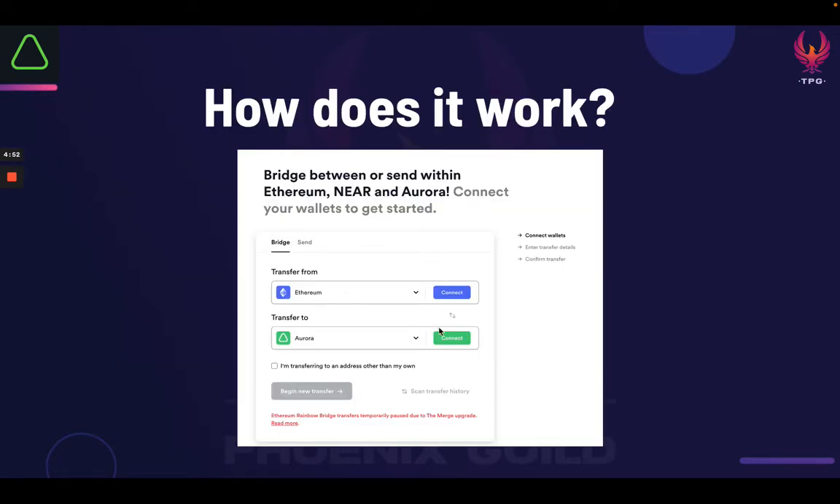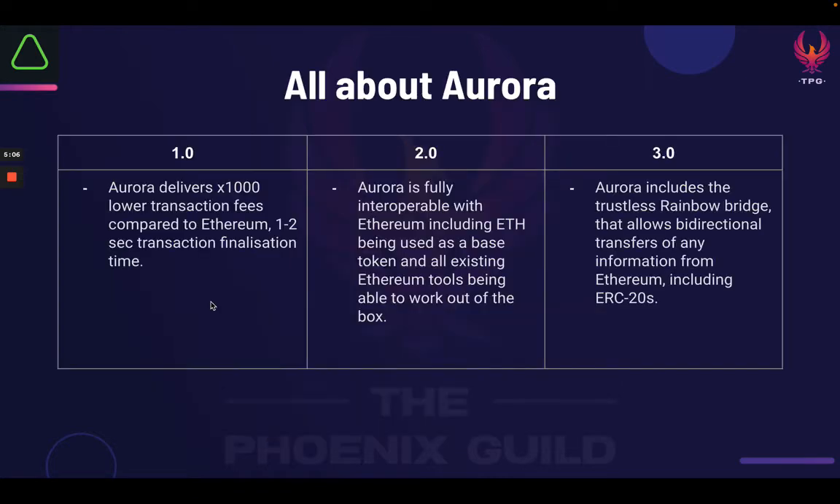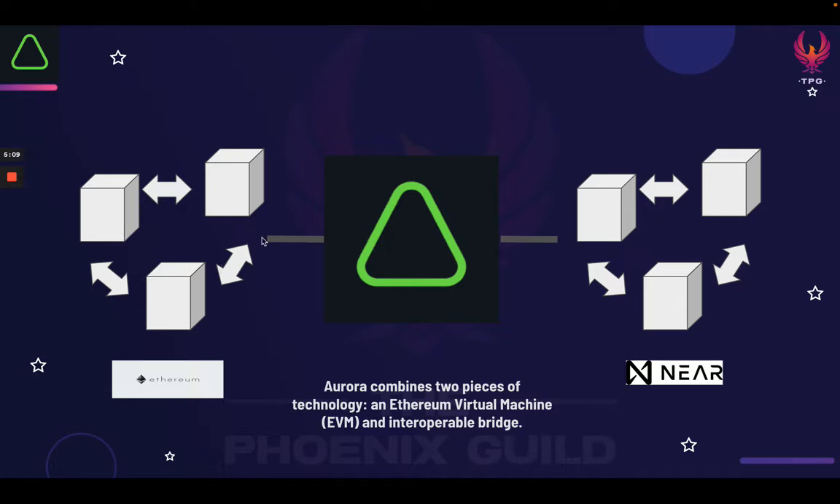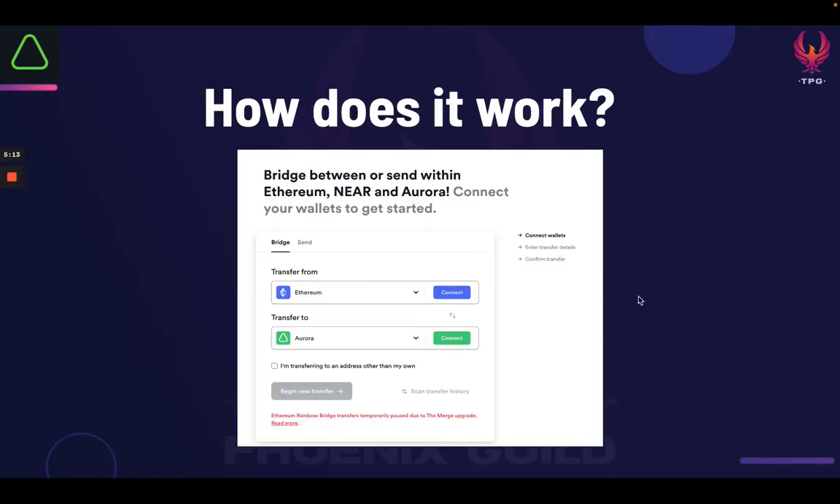Now, here is a small glimpse that I want to give you. This is largely the Rainbow Bridge. You can see how this looks. This is a bridge between Ethereum, Near and Aurora. If you remember the previous diagram, Aurora stands in the middle between Ethereum and Near. So if you want to bridge your assets, you can bridge your assets from Ethereum to Aurora and then Aurora to Near, and vice versa.